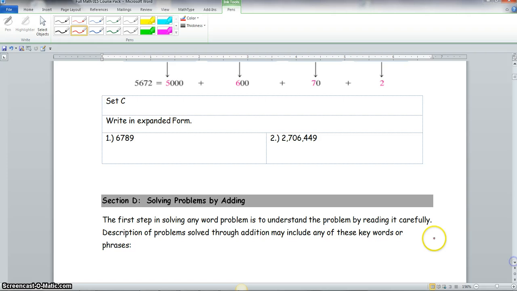So we come down here. Now, we can separate this. The 6 is in the thousands place, so that'll be 6,000. Plus, the 7 is in the hundreds place, so it'll be 700. The 8 is in the tens place, so that would be 80. And the 9 is in the ones place, so that would be 9. So that takes care of number 1.